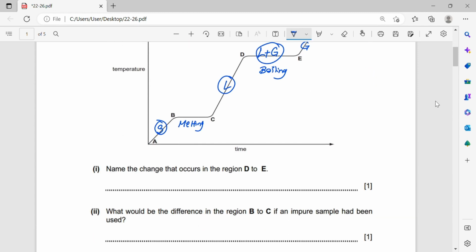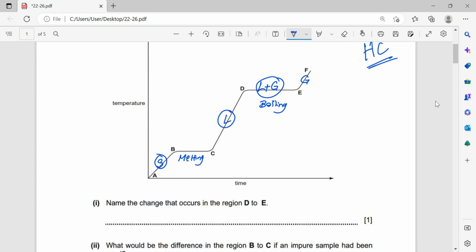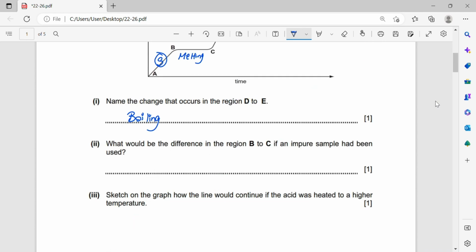The first question, name the change that occurs in the region D to E. What is happening at DE? At DE, boiling takes place. So here, boiling.